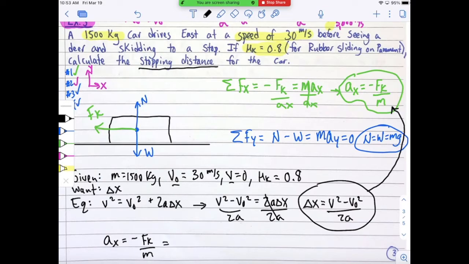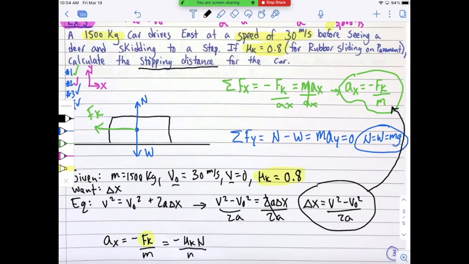We know what m is, 1,500 kilograms. We don't know fk. And some people are going to be like, yeah, Mr., we know fk. It's right here. It says mu k equals 0.8. But I just want to remind you, this mu k is not the same thing as fk. That's the coefficient, and this right here, fk, is the force. So we're going to have to think back to our warm-up that we did at the very start of these videos. fk is equal to mu k times n.